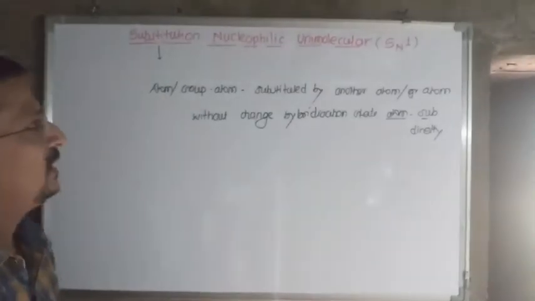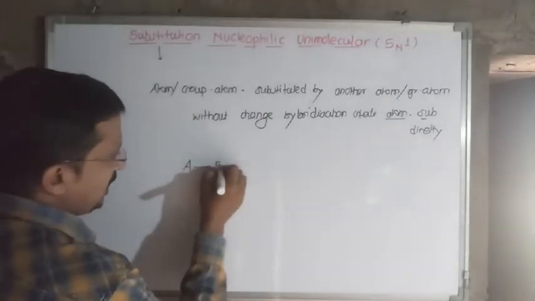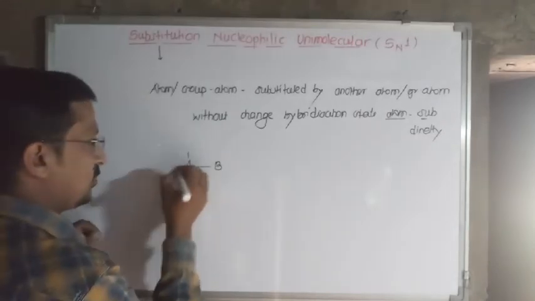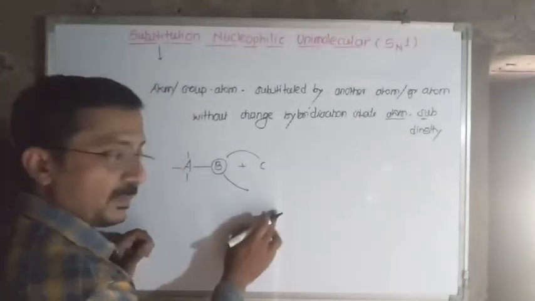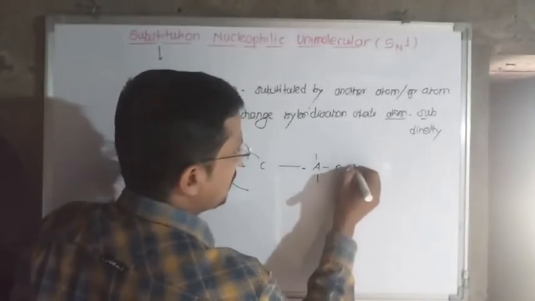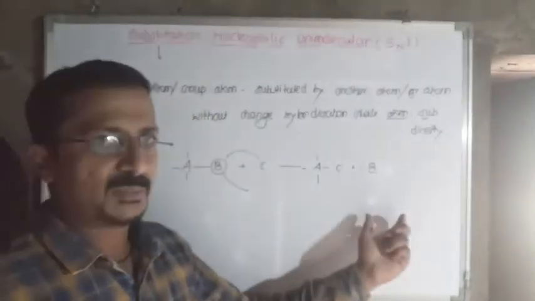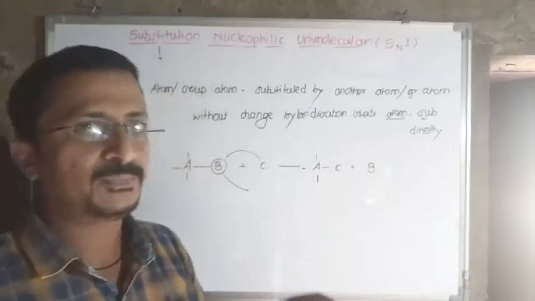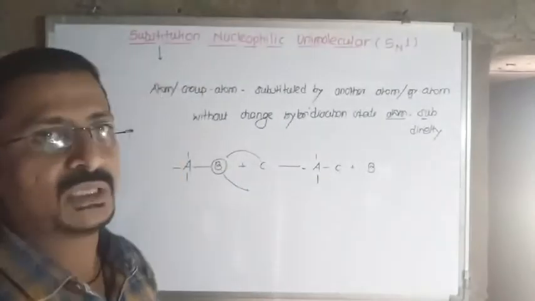So simply the same can be explained here. Suppose the reaction is like this. Suppose A-B is there, and suppose it has valences like this, isn't it? Suppose if we want to substitute this atom, then it is replaced by, suppose, C. Then this C substitutes B, and B is removed from its position, and it forms A-C plus it leaves B. Simply it is a substitution type of reaction in which one atom or group of atoms is replaced by another atom or group of atoms without change in hybridization state. Very important: without change in hybridization state.